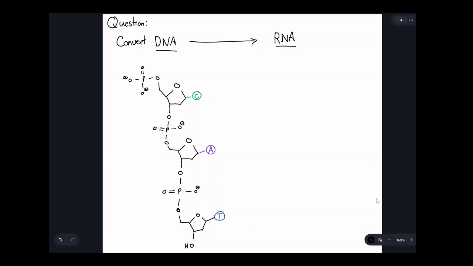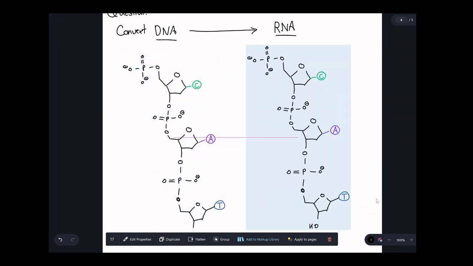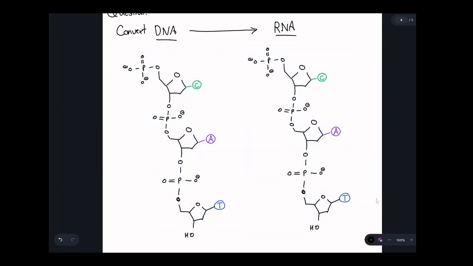So to understand this, I will go ahead and duplicate this just to save some time. The first thing that we'd have to notice is that all of these 2' carbons need their hydroxyl groups. So by putting all those hydroxyl groups there, we are now much closer to RNA, right? That's the first thing. The second thing is that anytime we see a T, that can't be present in RNA. Thymine is only present in DNA. These two are fine, but thymine has to turn into uracil.